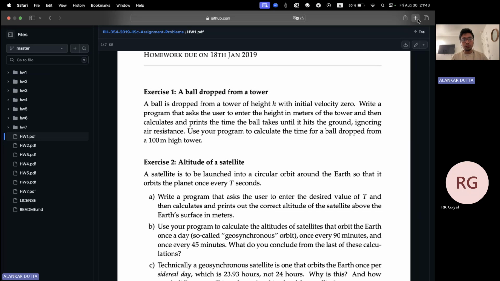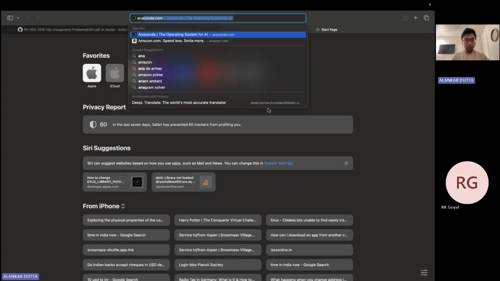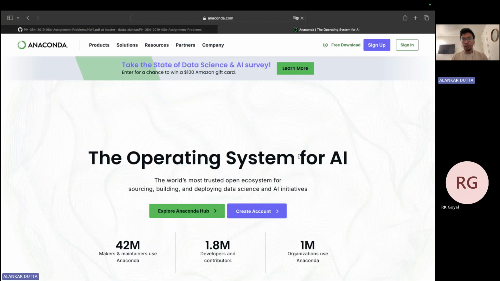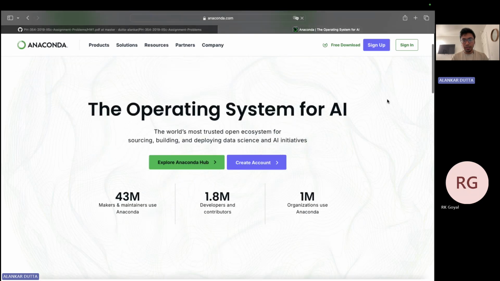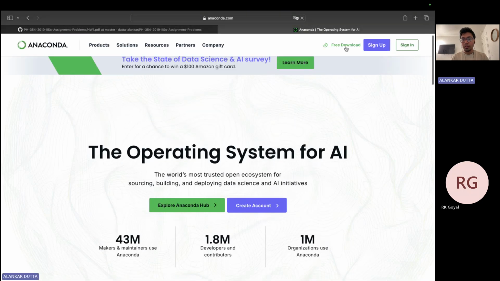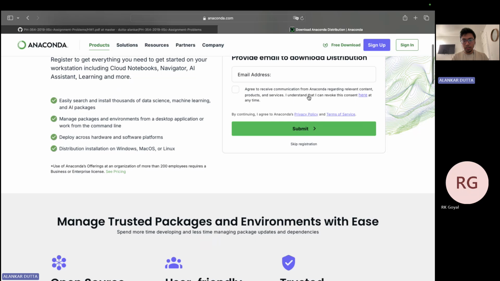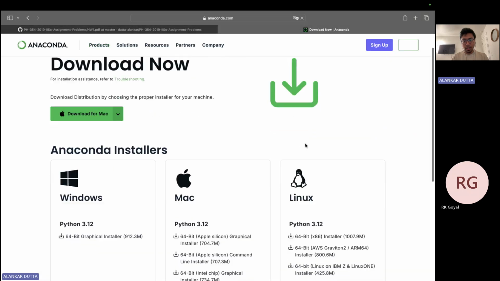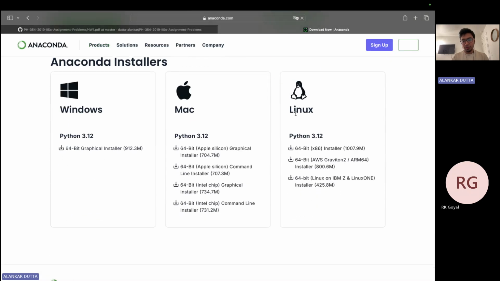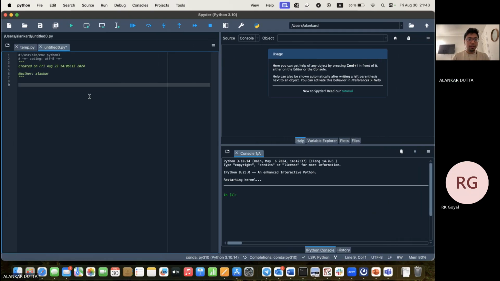So if you want to get Spyder, all you can do is install this Anaconda thing, where you can get this. Just go to free download in here. You skip the registration, and here you'll get the Linux version or Mac or Windows, wherever you are, and this comes with Spyder, which is the IDE basically, which we will be using for Python.